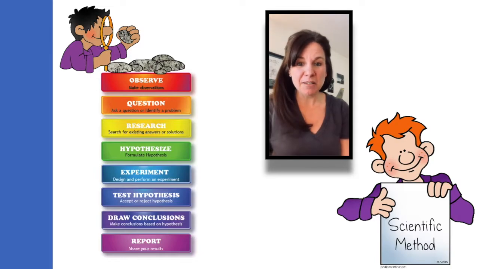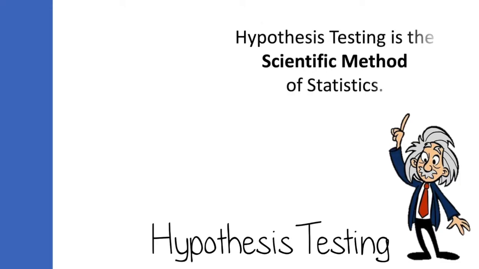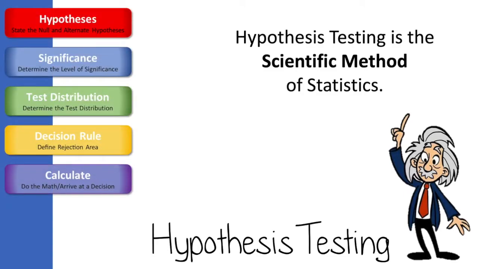So in the early 20th century, a bunch of statisticians got together and put together their own version of the scientific method, and it's called hypothesis testing. Hypothesis testing is the scientific method of statistics. It includes 5 main steps that look like this. Today I'm going to show you the 40,000-foot view of how it works.